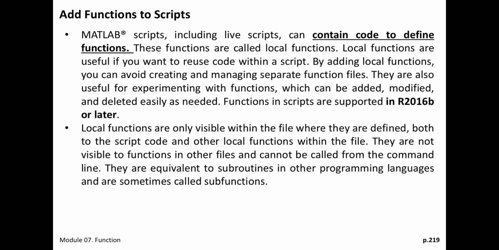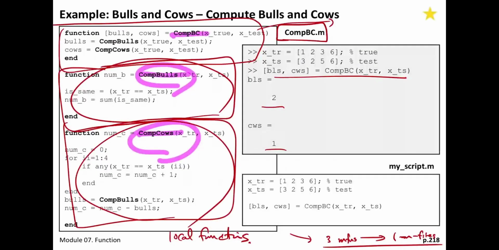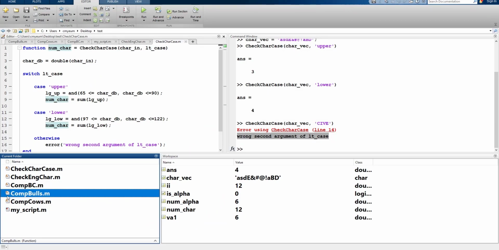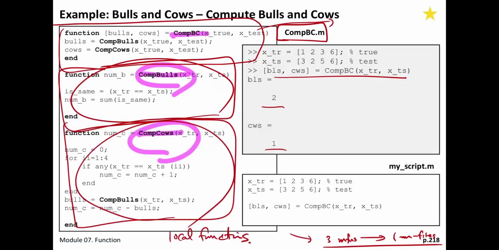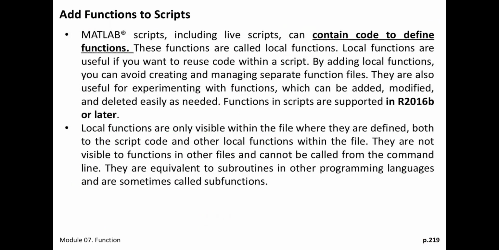In the previous example, the function is stored in an individual M file. If you store it in an M file, you can see that this is the script icon and this is the function icon. But you can contain the function in the script. That is what this slide talks about. I have used MATLAB for almost 10 years, and when I learned MATLAB, this syntax was not available.